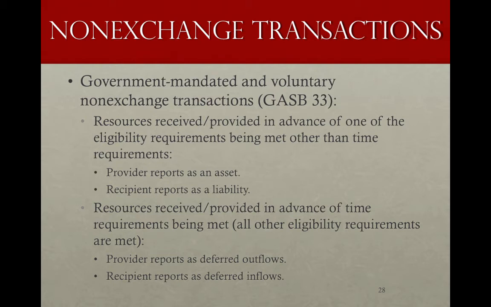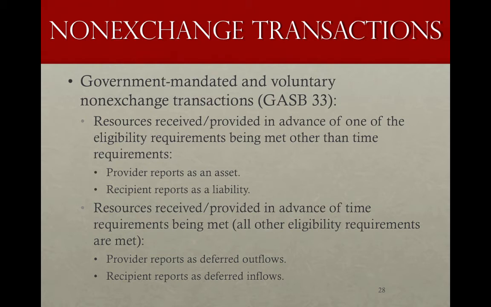Now, if a government is a provider of grants, so they're on the flip side of it, then there's a really nice parallel here in the accounting. If they're the provider and they provide the grant in advance and the recipient hasn't yet met the eligibility requirements, then the provider recognizes an asset, a grant provided in advance, and then when the eligibility requirements are met, the asset is removed and it recognizes grant expense at that point.